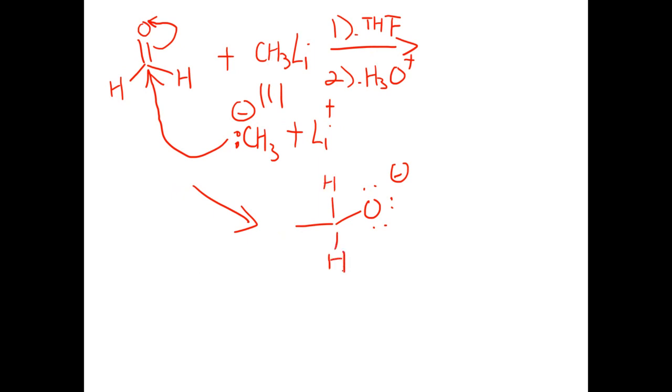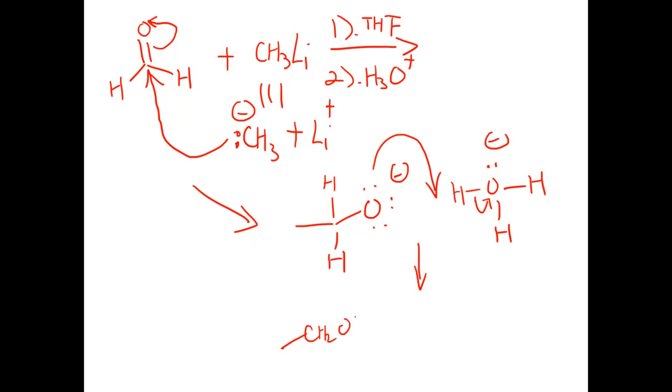Then in the second step, you add H3O plus. This must be written in two steps, okay? If you directly mix all those things together, the acid will kill the organolithium compound, deactivate it. So the net effect, when methyl lithium reacts with formaldehyde, you are adding a CH2OH to the alkyl group.